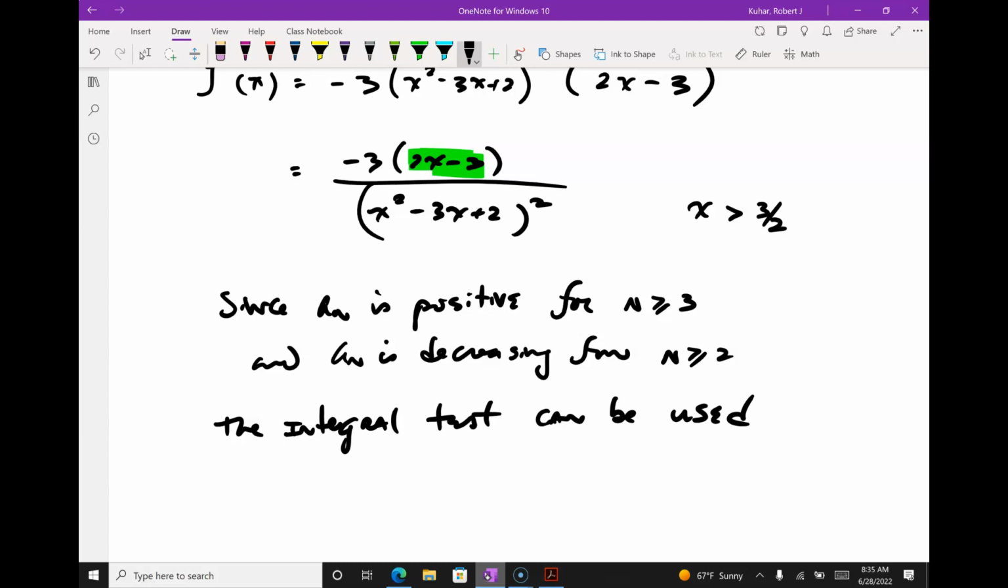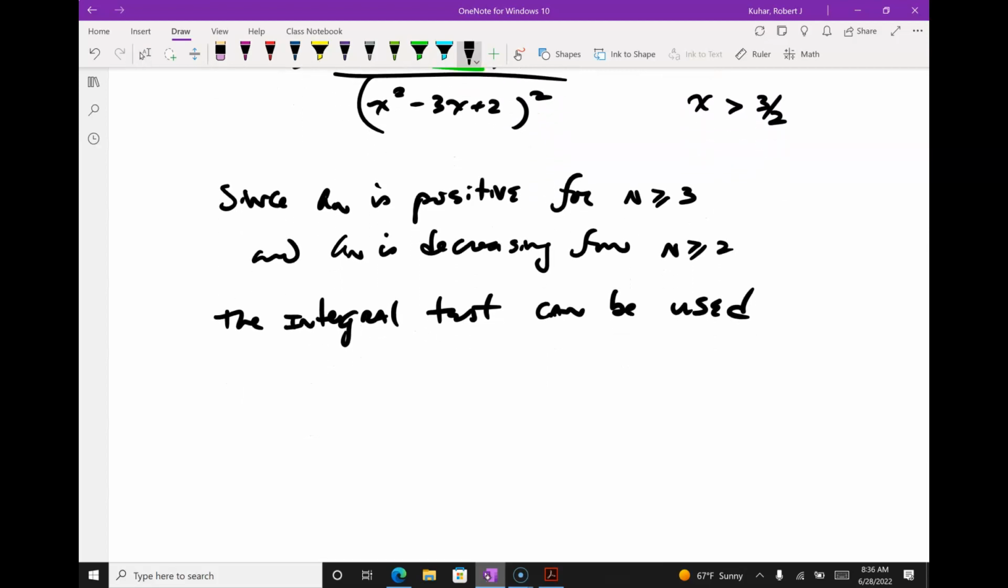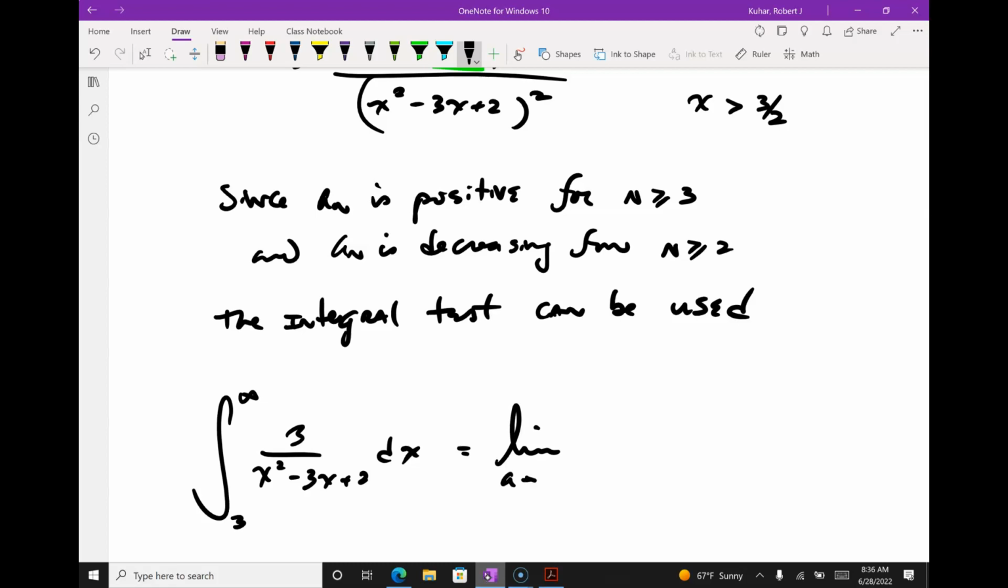Which is nice because that's everything we did in chapter 5. So we want to see if it converges, right? We want the integral from 3 to infinity of 3 over x squared minus 3x plus 2 dx. Well, look at that downstairs. What happens? Yeah. So I can do a limit as a goes to infinity of the integral from 3 to a, and I can factor that downstairs.